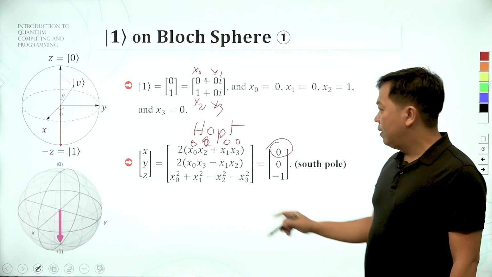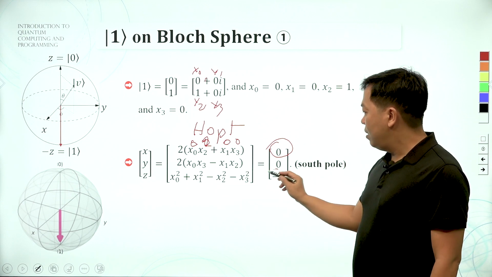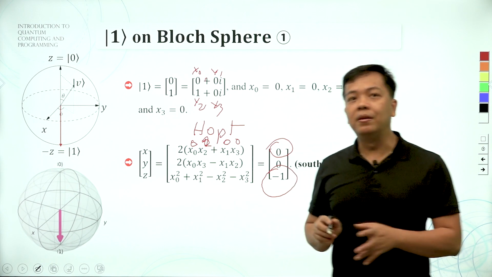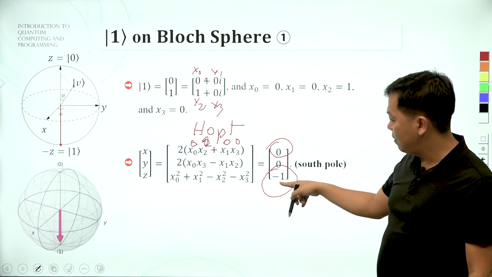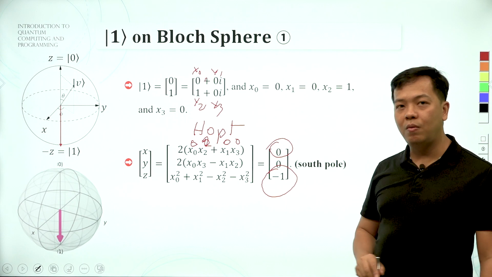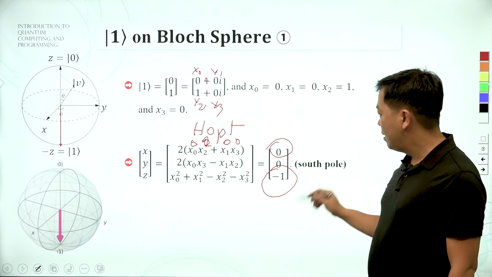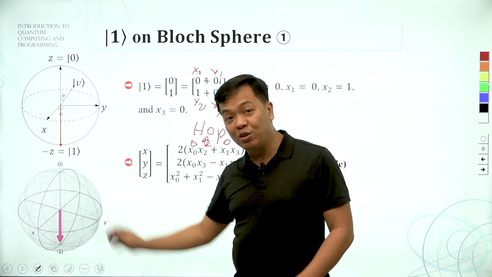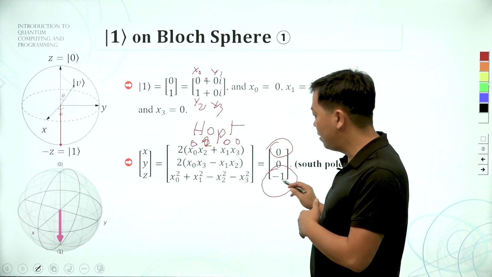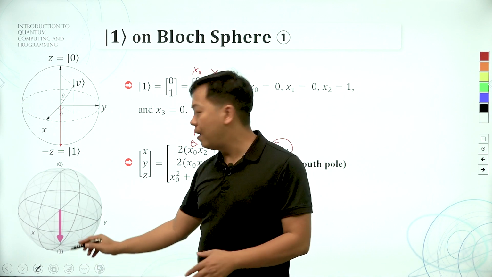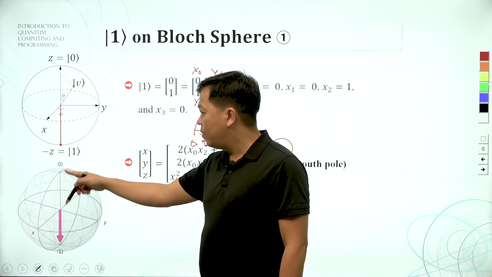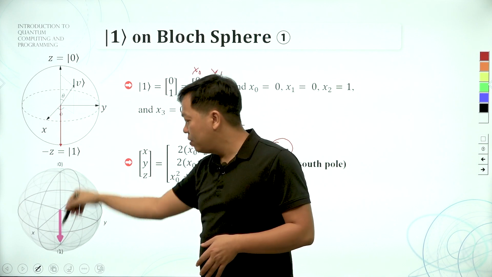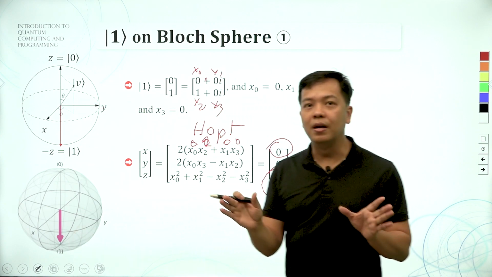Similarly you do the same for quantum bit 1, but it is different. Quantum bit 1 has the last value of -1. If we draw it on the Bloch sphere, the -1 will change to the south. For quantum bit 0 we go to the north, and for quantum bit 1 we go to the south. That is different.